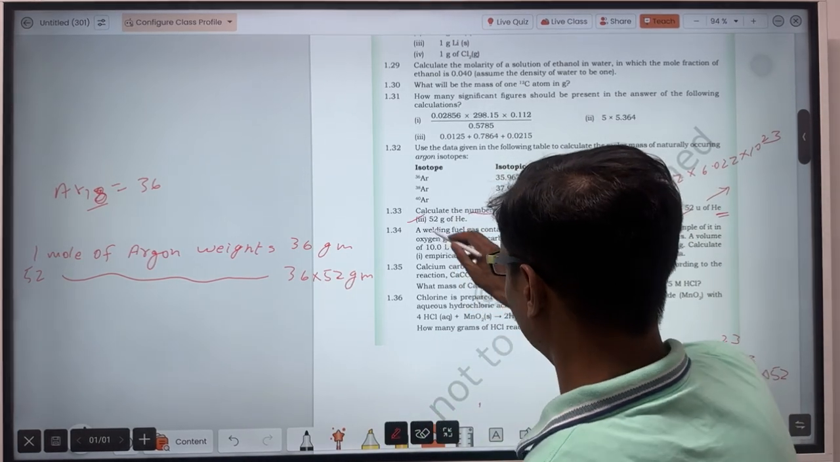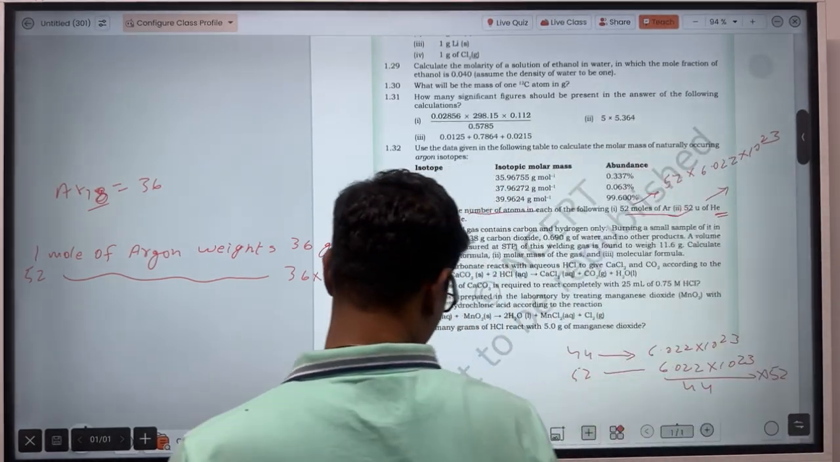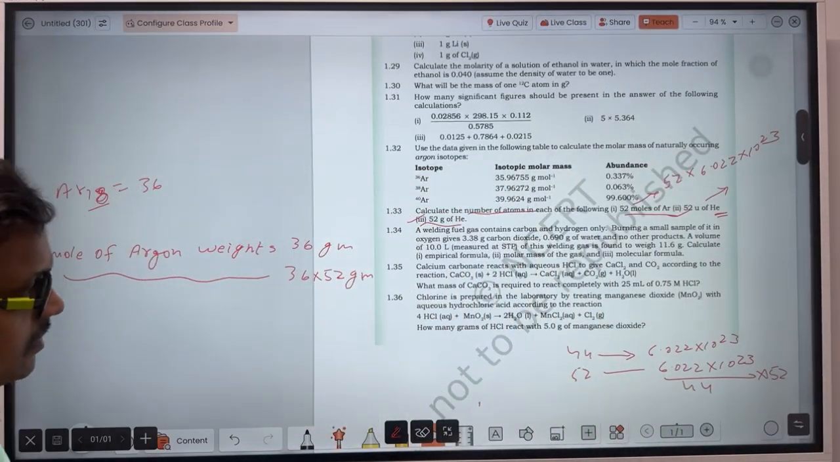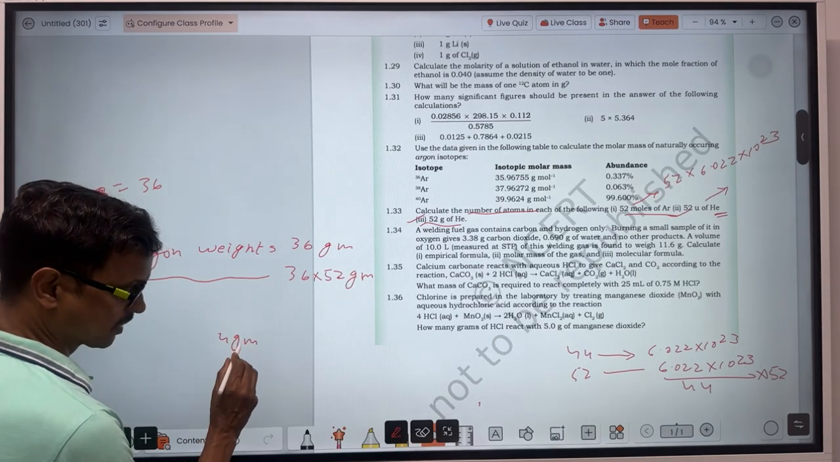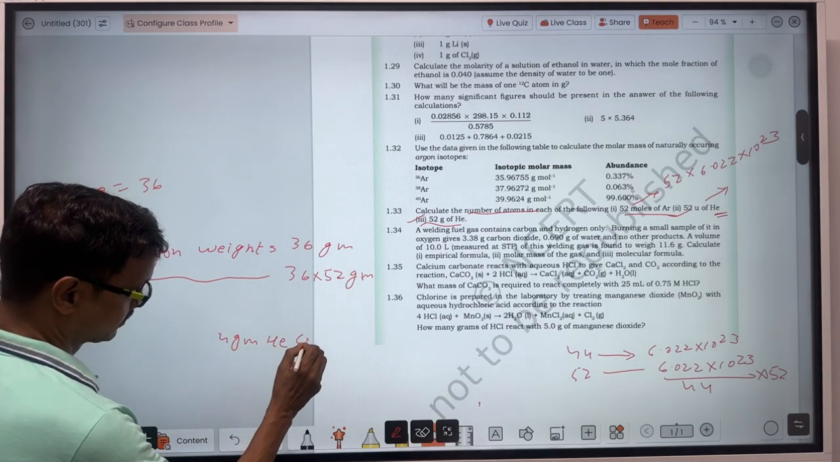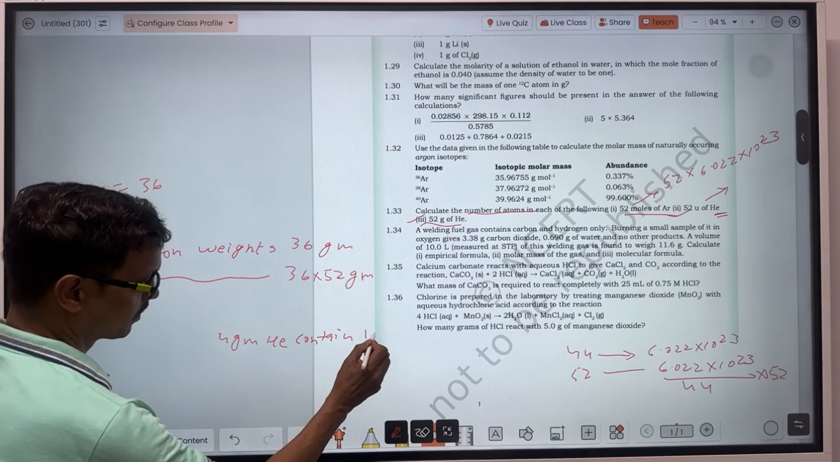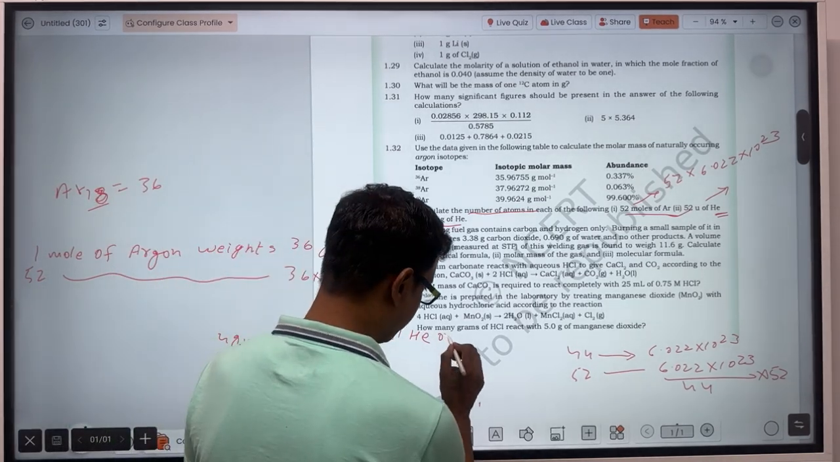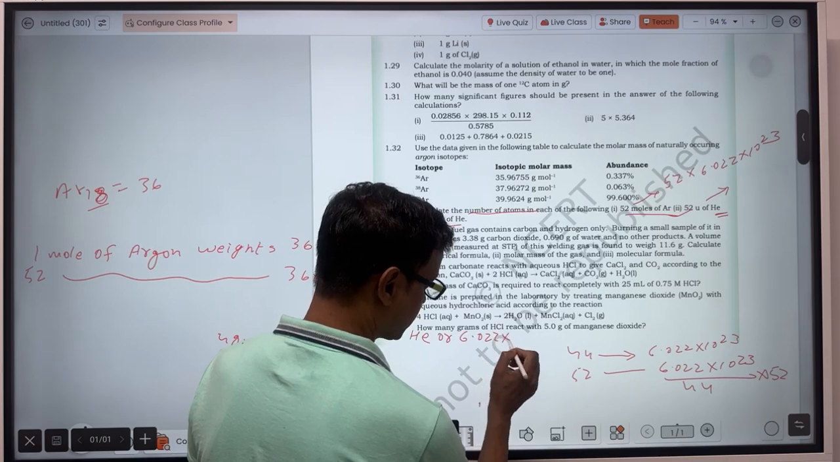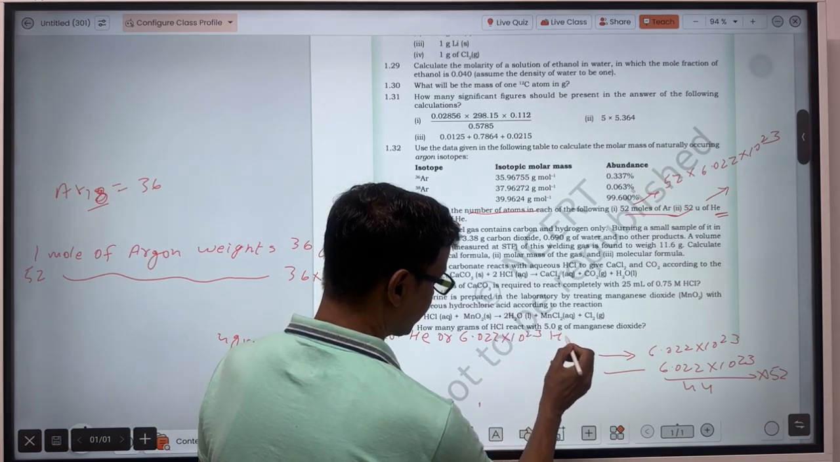And of this one, 52 gram of helium. Atomic weight of helium is here 4. So 4 grams, that means when there is 4 gram of helium contained, how much? 1 mole of helium. The number of atoms will be 6.022 into 10 to the power 23 helium atoms.